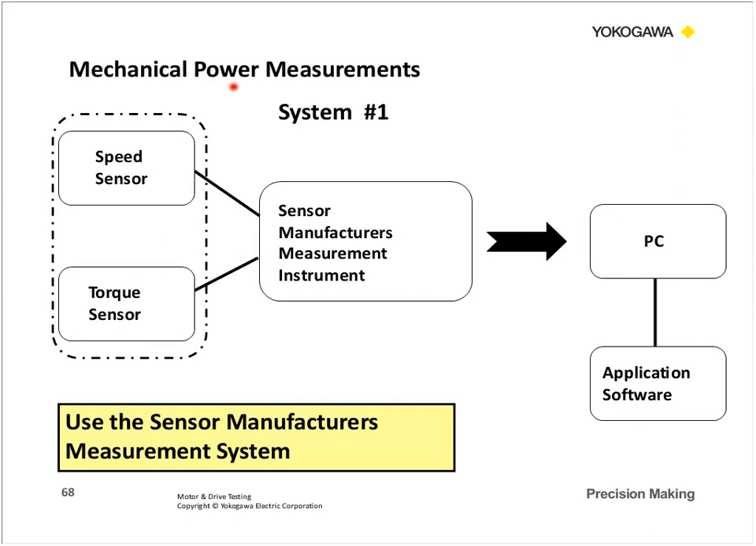So let's look at mechanical power measurement. I call this system number one, where we have a speed and a torque sensor. We hook it up to the sensor manufacturer's measuring instruments, like I showed you, and then they can provide an output that could go to a PC with their application software. But again, we like to use the sensor manufacturer's measurement system, that signal conditioning system right there.